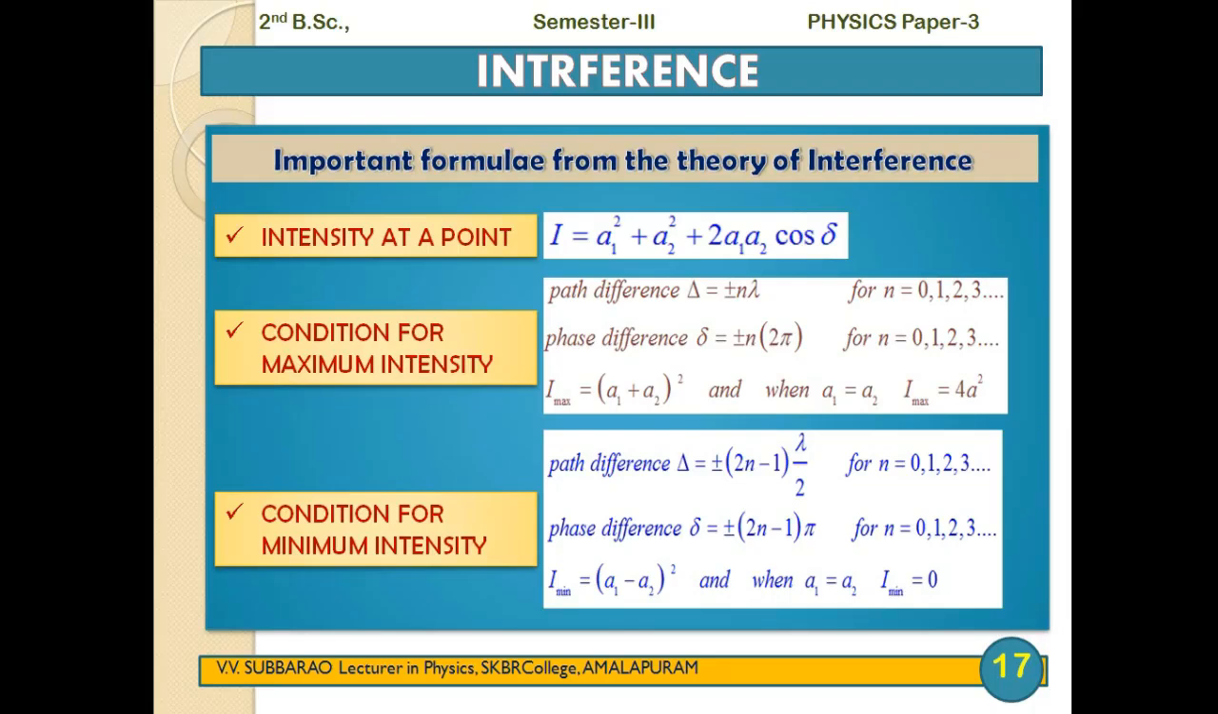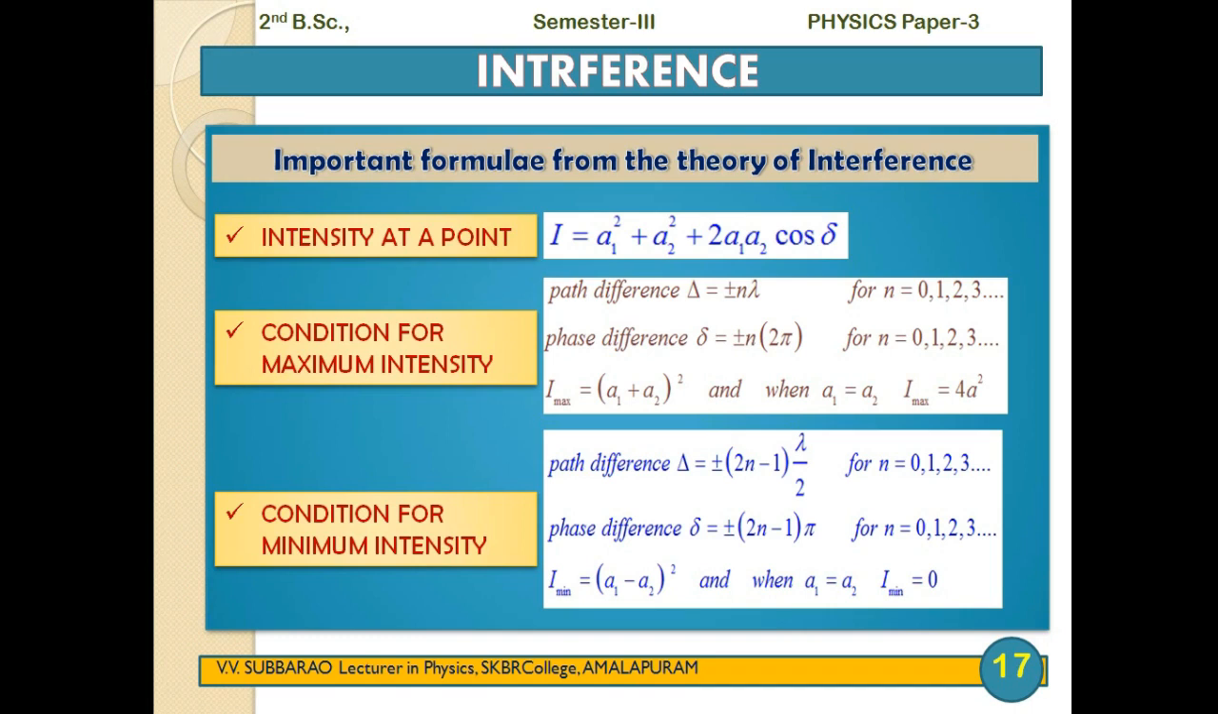These are some important formulae from the theory of interference fringes. Intensity at any point in the region of superposition is given by I is equal to a1² plus a2² plus 2a1a2 cos δ. Here a1 and a2 are the amplitudes of the interfering waves and δ is the phase difference between them.